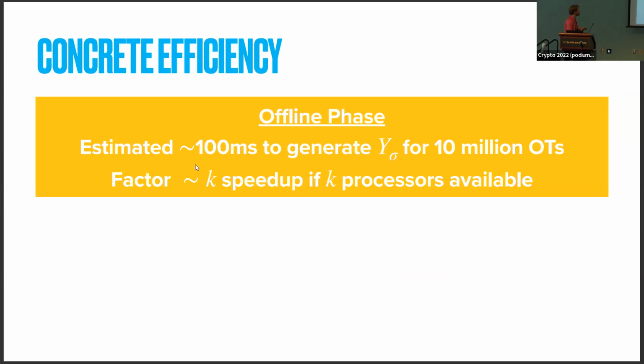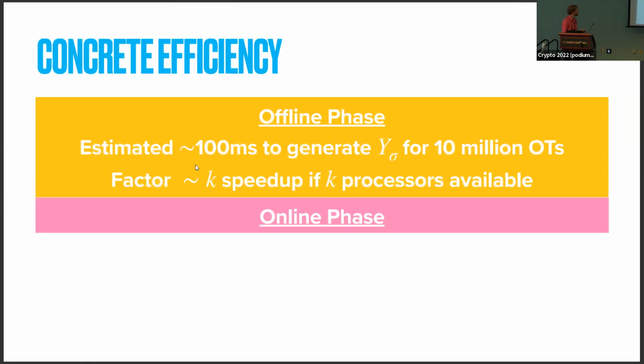So in the offline phase, these are all some estimates, but it should take about 100 milliseconds to generate the offline material for about 10 million OTs. And since these prefix sum operations are very easily done in parallel, we can get a factor K speed up as soon as K processors are available.